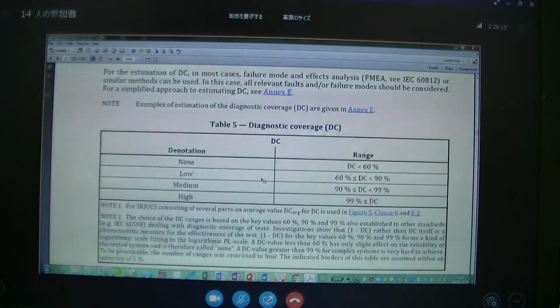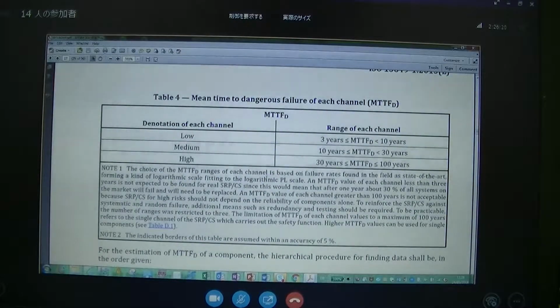MTTFD, mean time to dangerous failure. Mean time to failure dangerous. Low, medium, high.